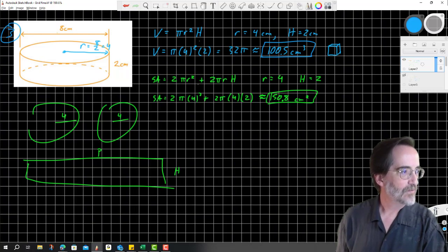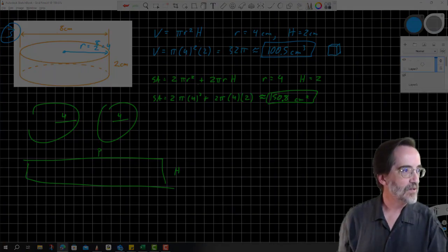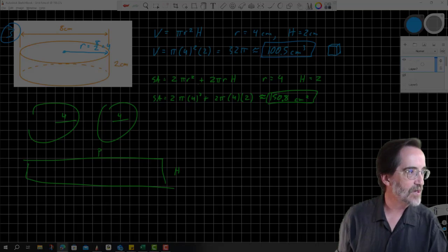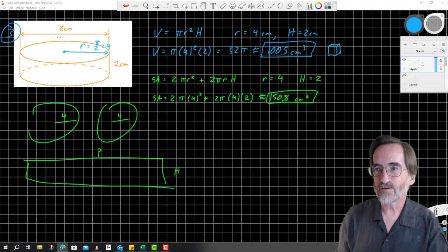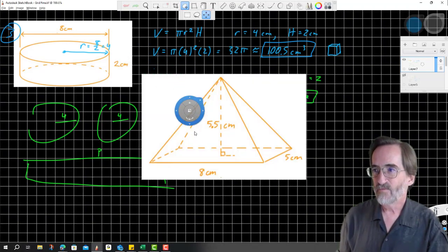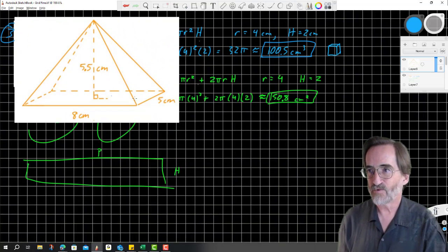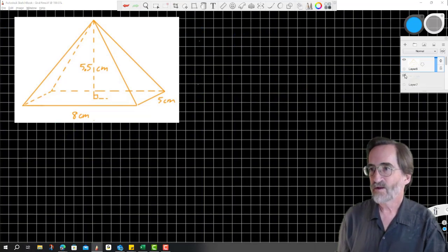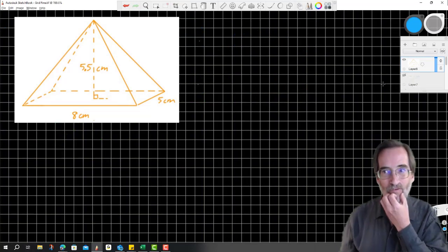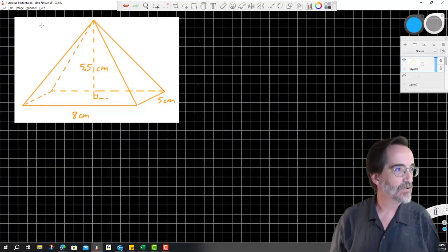Okay, question number 4. We have a pyramid. Now, one thing that caught a lot of people on this is the base is not a square. The base is a rectangle. And so the triangles on the sides are not the same. The front and the back triangle are the same, and the left and right triangles are the same as each other, but the front is not the same as the left or the right. Okay, so that's one area that led to missed calculations here. So this is question number 4.